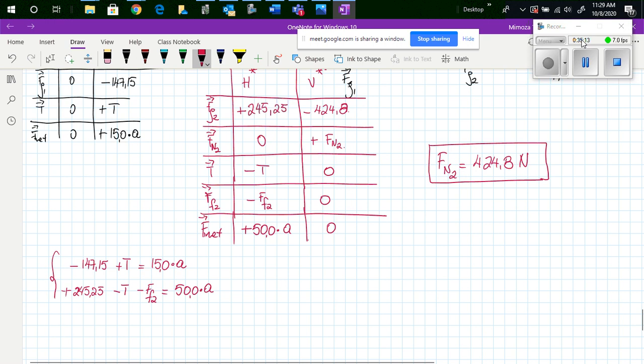Since we know force normal, we can even find force of friction, because it is the coefficient of friction times force normal. So the coefficient of friction is 0.08 times 424.8. Therefore, the force of friction will be 424.8 times 0.08, which is 33.98 newtons.